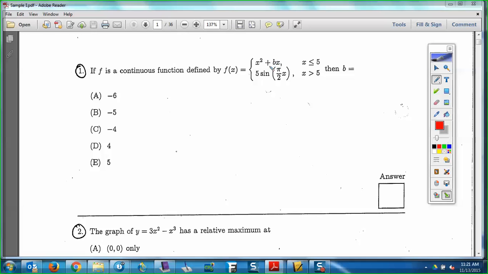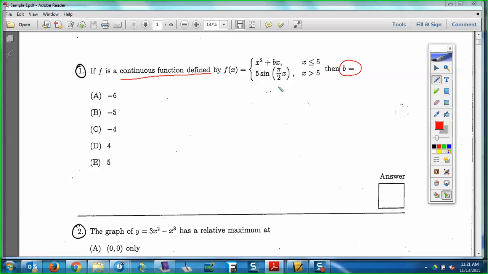It's a parabola, so that's always continuous. We have a sine graph, that's always continuous. This is a no calculator. Both of those were no calculator, by the way. If this function is going to be continuous, what does b have to equal?